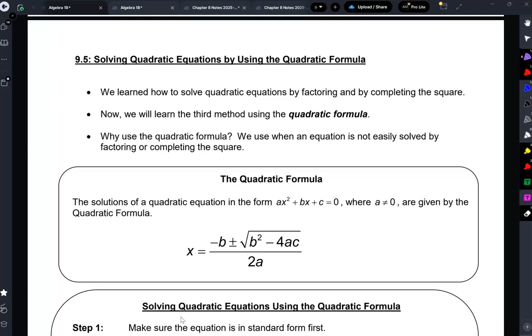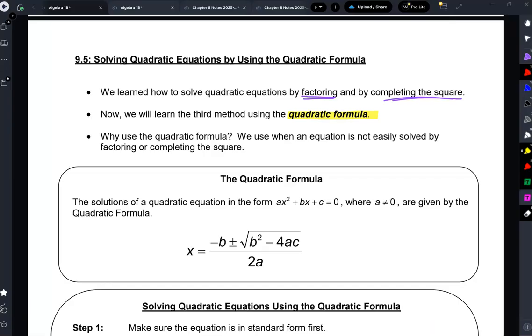The first way that we learned to solve quadratic equations is by factoring, right? And then also by completing the square. Okay. Today we're going to learn a new way, and that is the quadratic formula, right?